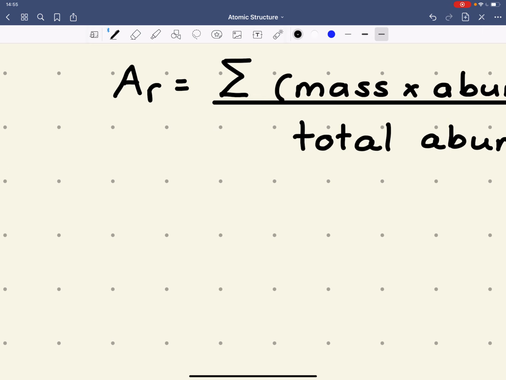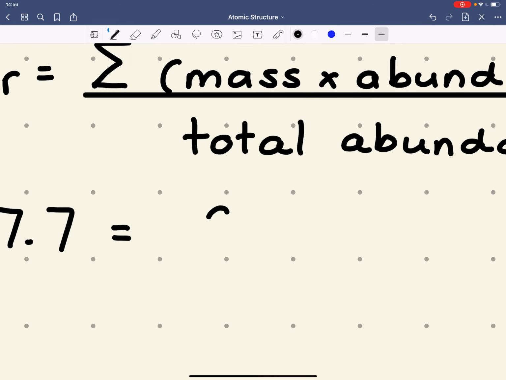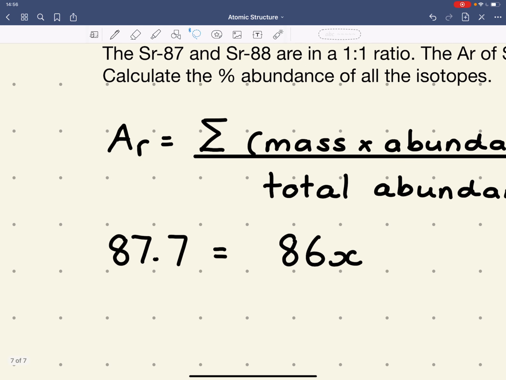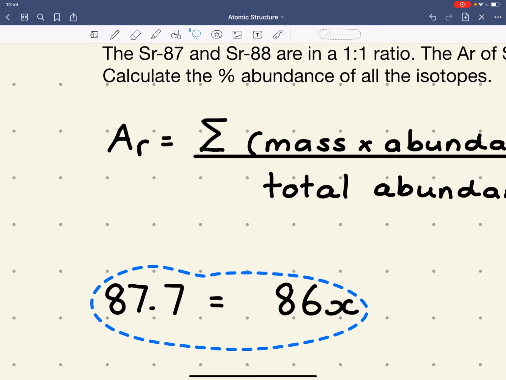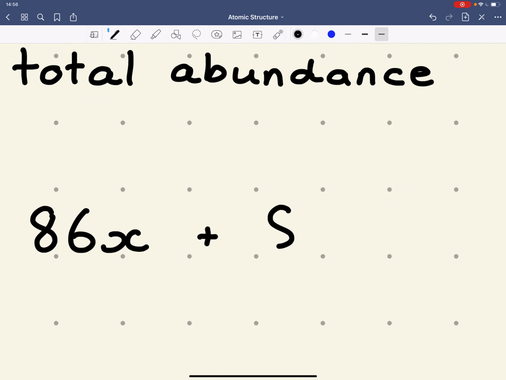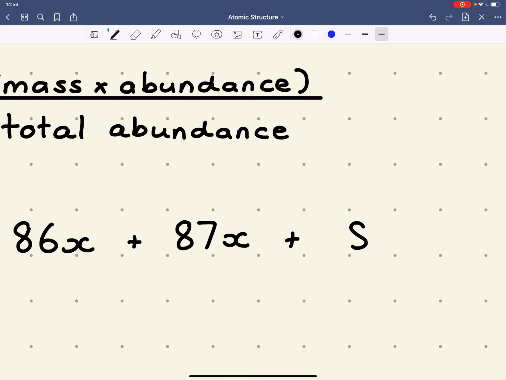Again, I've written the equation down that we need, and then we can fill in the information that we've got. So the AR, I've been told, is 87.7. That's equal to mass times abundance. We don't know what these abundances are, but I'm going to call this x. And that's going to be plus. Now we know that the abundance of the 87 and 86 isotopes are the same, so I can call the 87 one equal to x as well, plus 88.